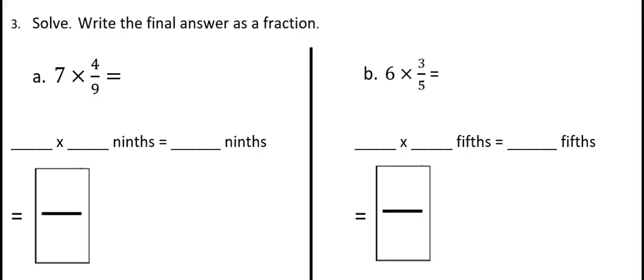I'm going to continue that process here, only I'm going to write my final answer as a fraction. 7 times 4/9 means that I need 7 groups of 4/9. 7 times 4 is 28. So that gives me an answer of 28/9. In fraction form, I have 28/9. At this point, we could leave the fraction as an improper fraction, or we could also decompose it into a mixed number.